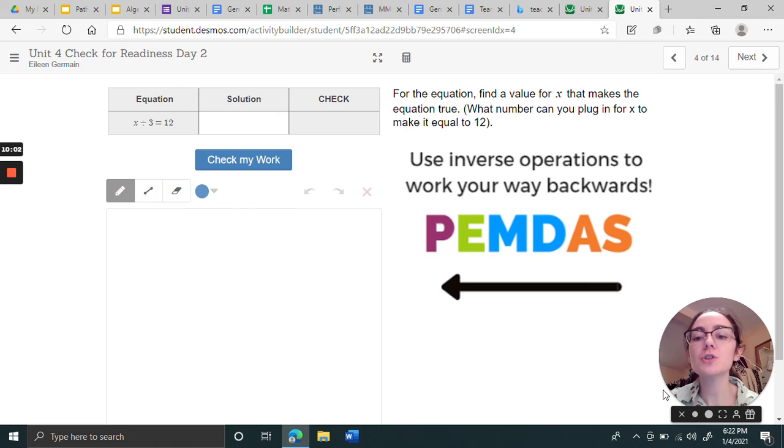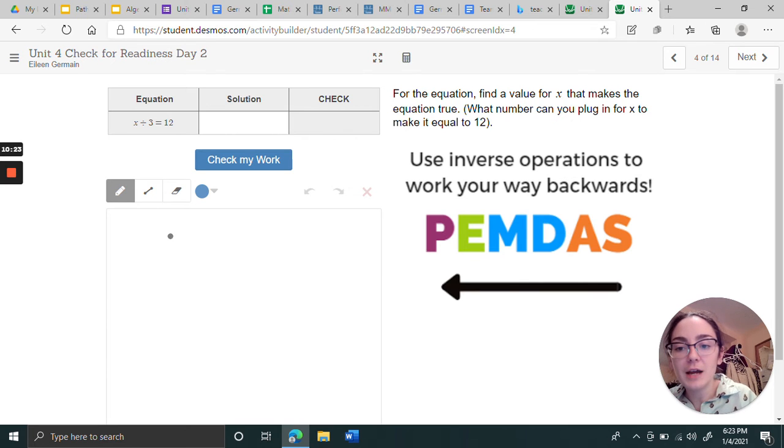Okay, so now it says for each equation, find the value for x that makes the equation true. What number can you plug in for x to make it equal to 12? So you're going to isolate or get that x by itself. You're going to use your trackpad and this little space down here to help you solve this equation.